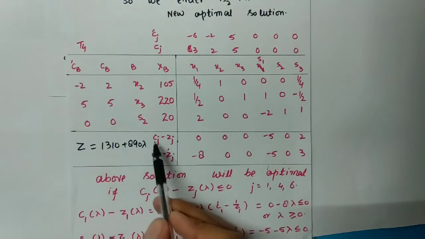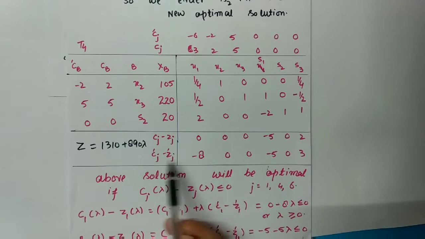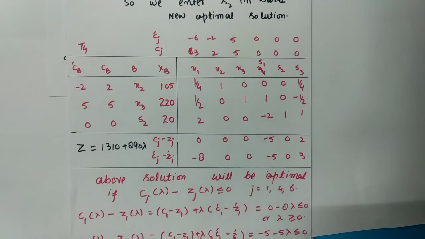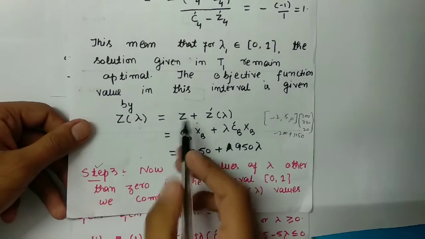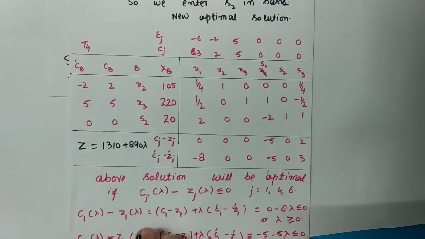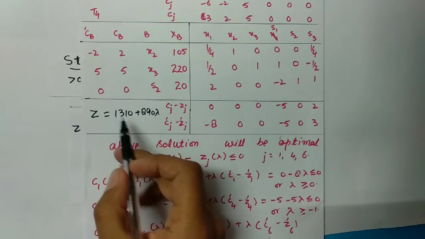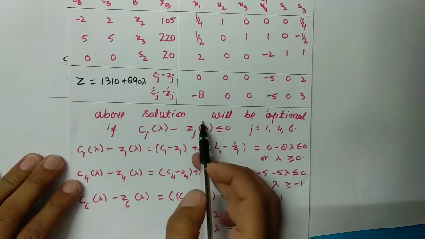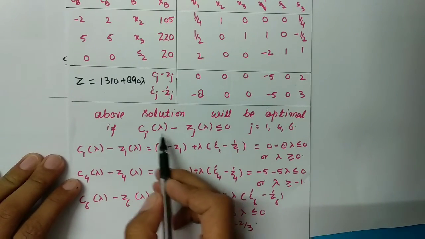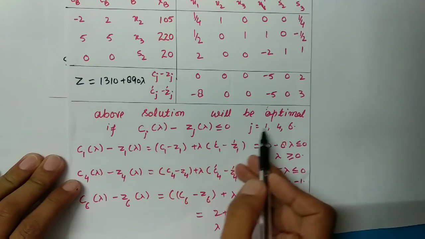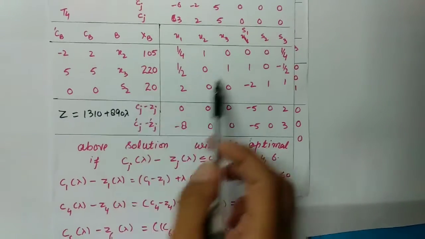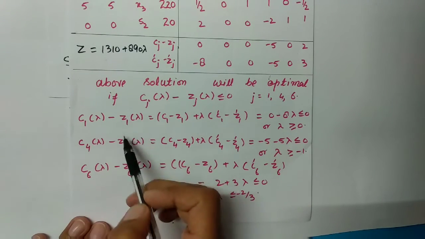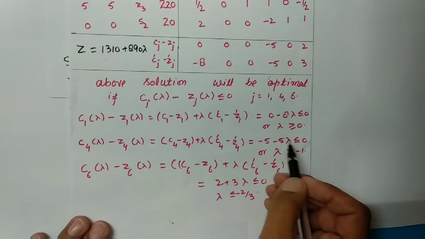Now here I found Cj minus Zj and C dash j minus Zj by this procedure. And how will I find Z? This I already discussed: Z lambda is equal to Z plus Z dash lambda. By using this procedure I will get Z is equal to 1310 bar plus 890 lambda. By the same procedure, the above solution will remain optimal if Cj lambda minus Zj lambda is less than or equal to 0 for all the non-basic variables. I calculated all these values, that is C1 lambda minus Z1 lambda and so on. I will get lambda greater than or equal to these values.